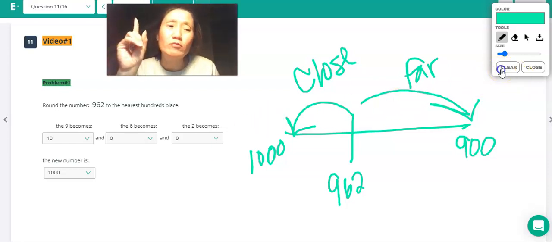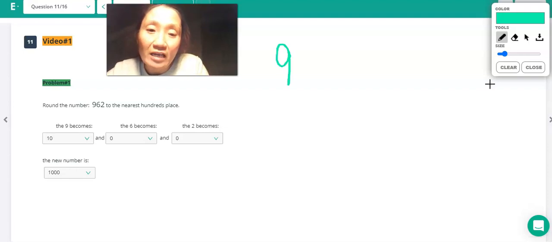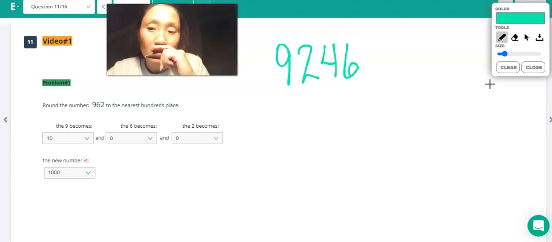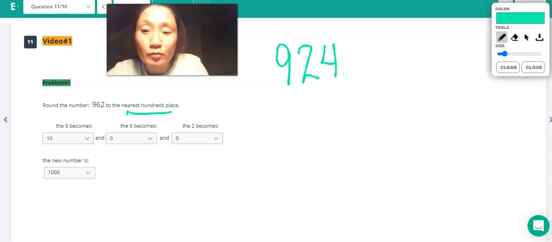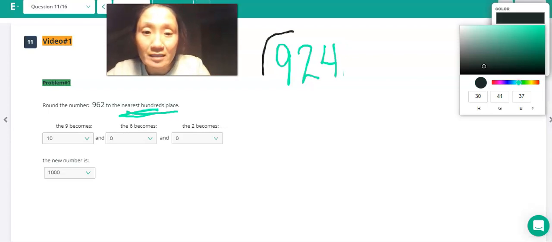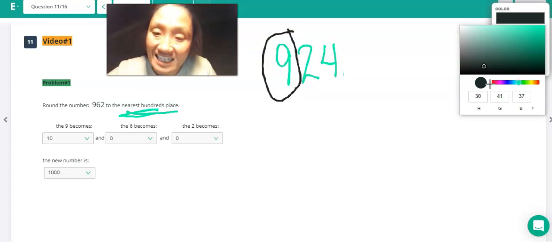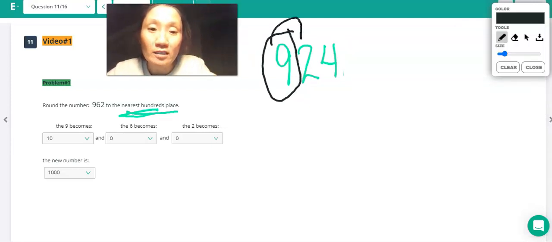Now rounding is hard, guys. Really, really hard. So let's look at another number. Write this down, okay? So let's look at 9,246. I'm going to take away that 6 because it doesn't matter. Okay, so now we're going to round to the nearest hundreds place again, and we're going to look at this guy because that's the number we have to round because it's in the hundreds place. Okay, so then we look to the neighbor.